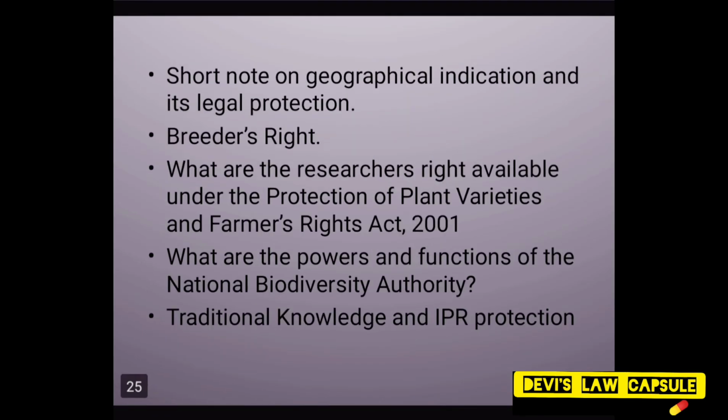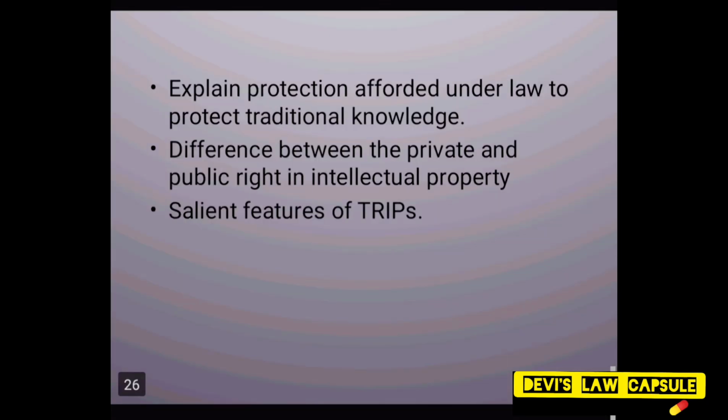Another important area is geographical indication and its legal protection, breeders' right, researchers' right available against the protection of plant varieties and farmers' right, powers and functions of National Biodiversity Authority, traditional knowledge and IPR protection. Next, you have to concentrate on salient features of TRIPS, difference between private and public rights in intellectual property, explain protection afforded under law to protect traditional knowledge. So these are the other important repeated questions.